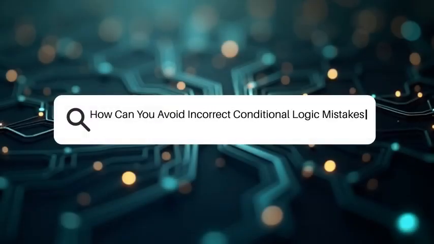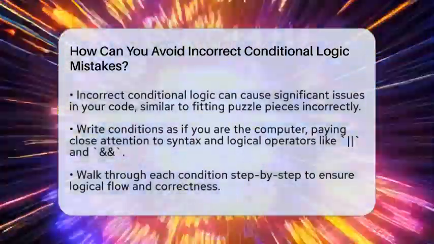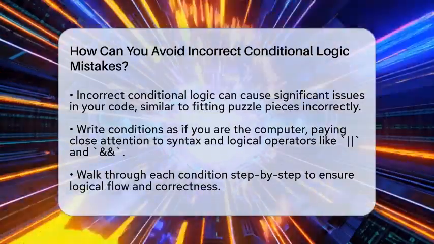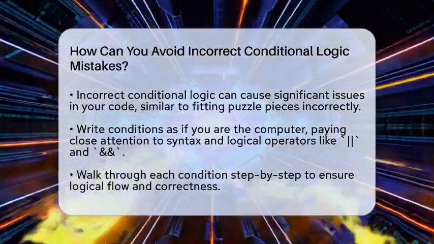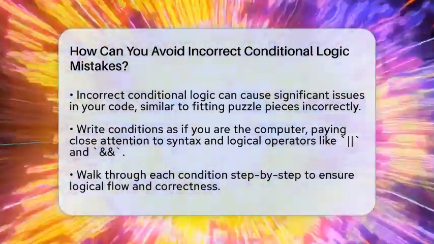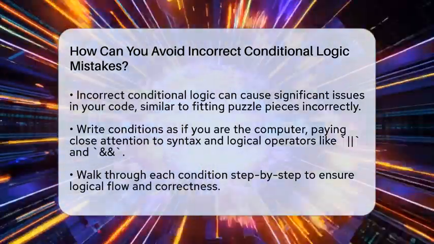How can you avoid incorrect conditional logic mistakes? Imagine trying to fix a puzzle, but some pieces don't fit because of a small mistake. That's what incorrect conditional logic can do to your code. It might seem tiny, but it can cause big problems. So, how do you prevent these mistakes from sneaking in?